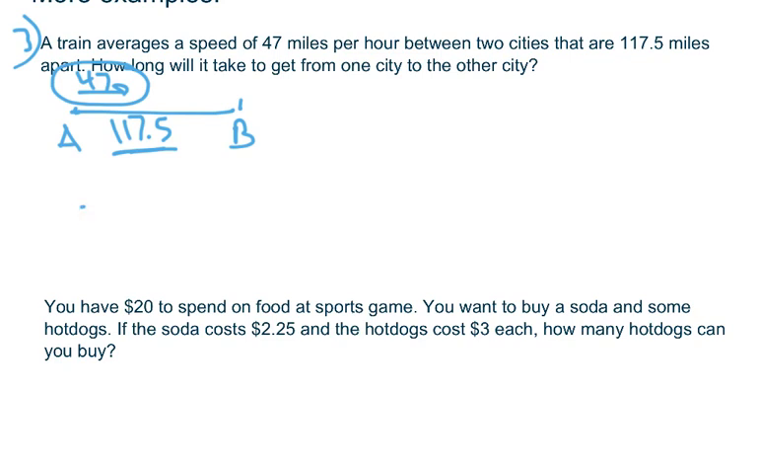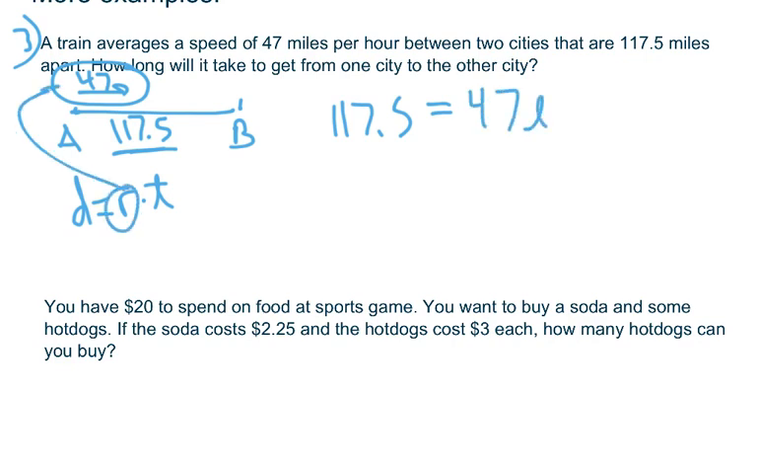Also, there's an equation we could use, which is distance is equal to rate times time. And so if I borrow that equation, I can just plug in what I have. 117.5 is equal to 47, which is my rate, that's a speed, and then times t, time. Well, I just have to divide both sides by 47. And when I do that, and I did a little number crunching on the side here, I get 2.5 hours.